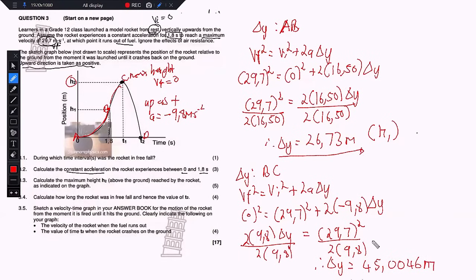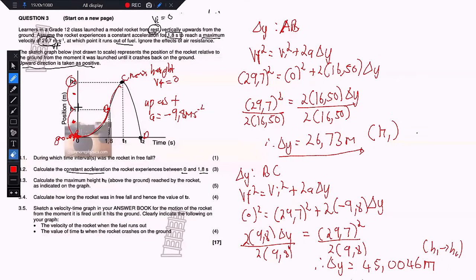But then remember, this is from H1. So let me indicate this is from H1 to H2. But then what are we looking for? We are looking for the maximum height, H2, above the ground. At the 0 point there, this is the ground. So that means we are looking for this distance here plus that distance. Now we just got the distance from H1 to H2, and then initially here we got the distance to H1. So that means if we can take this value plus that value, we would have the maximum height, right?